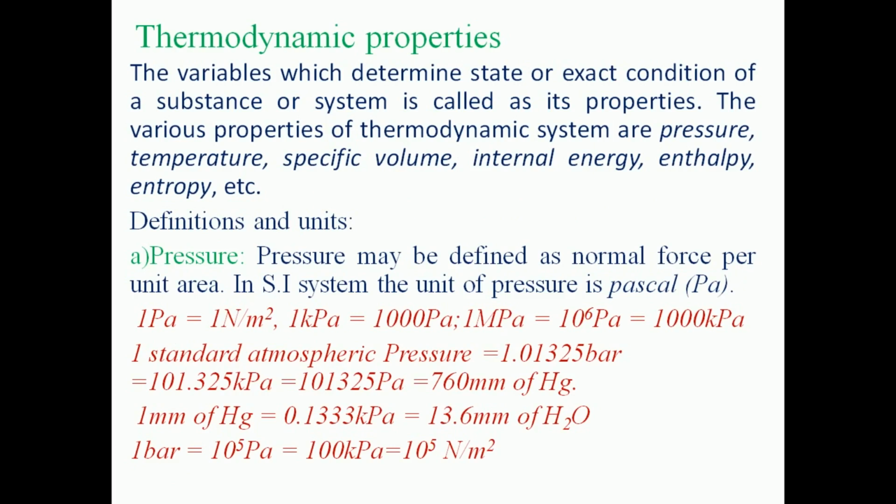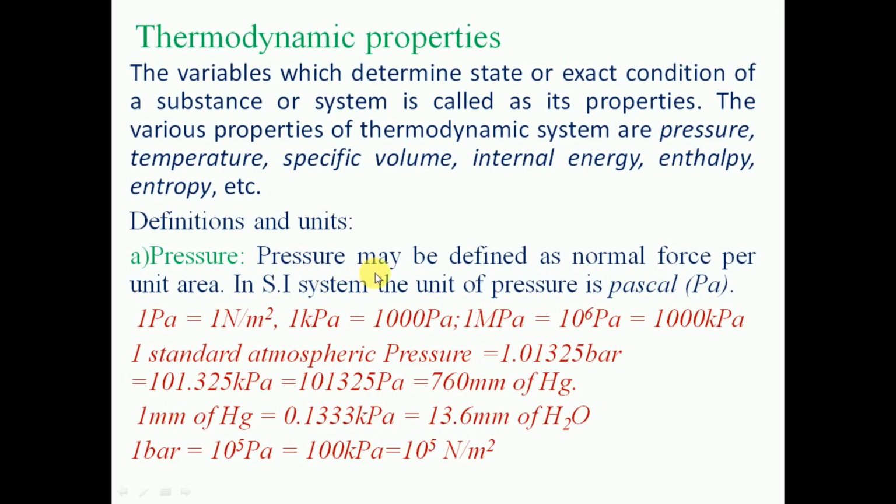The variables which determine the state or exact condition of a substance or system are called its properties. The various properties of a thermodynamic system are pressure, temperature, specific volume, internal energy, enthalpy, entropy, etc. These properties, definitions and units we will take for our knowledge. First, it is pressure.